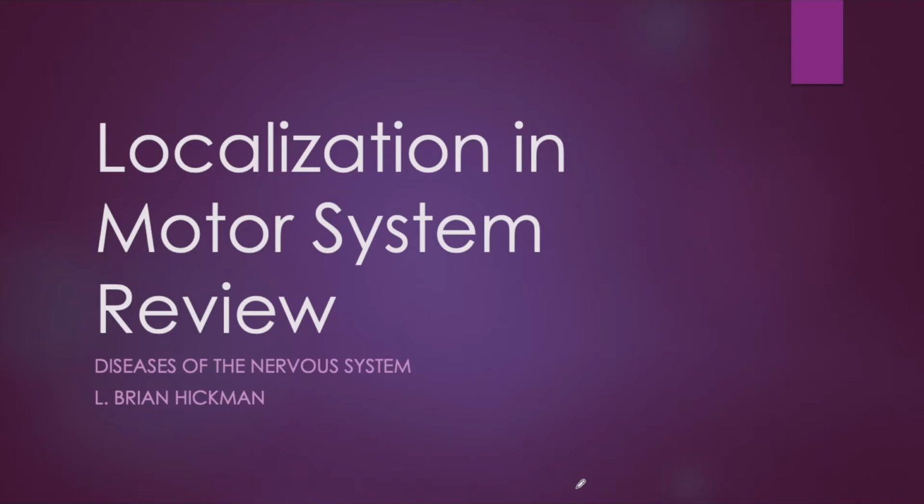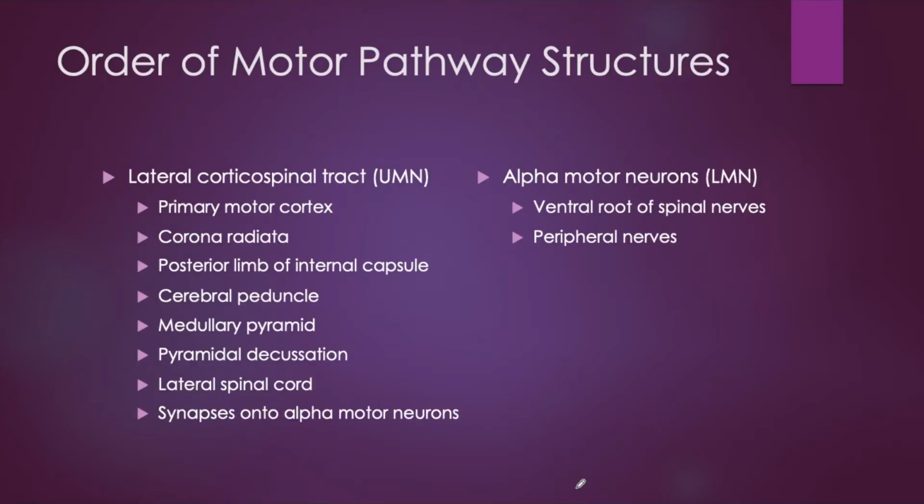The most important pathway to understand when localizing motor problems is the corticospinal tract. Let's start by reviewing the course of the lateral corticospinal tract from the cerebral cortex to the peripheral nerves. Here's a list of structures that contain the upper motor neurons and the lower motor neurons, in order as they descend. We will discuss each of these structures.